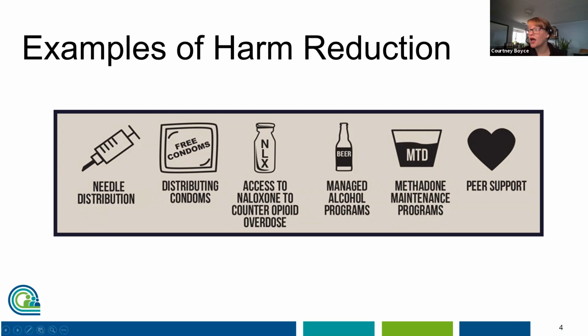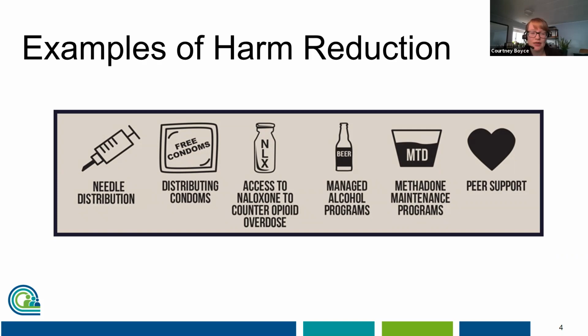Another example is methadone maintenance programs or medication-assisted treatment. And that's for opioid use disorder that utilizes medications to help reduce those withdrawal symptoms and cravings associated with opioid use. And that can help stabilize an individual and reduce the harms associated with their opioid use and behaviors. And then peer support, which is a huge one. That's a harm reductionist approach because peer support specialists can meet folks where they're at and at a continuum of their use or their recovery journey.